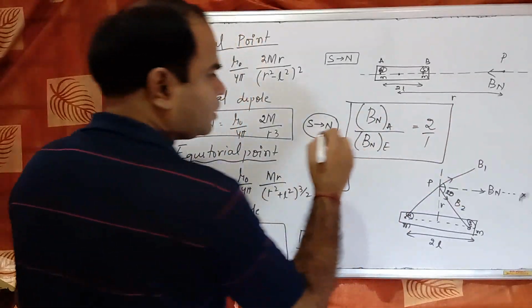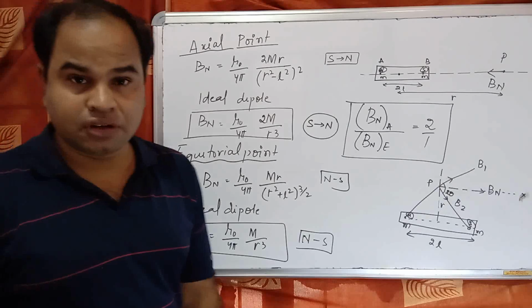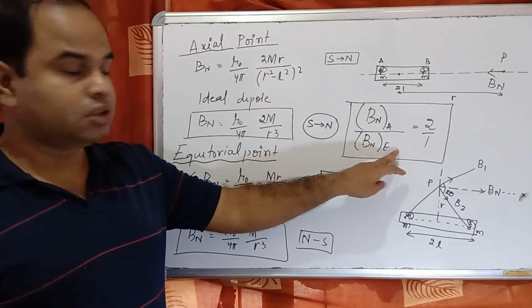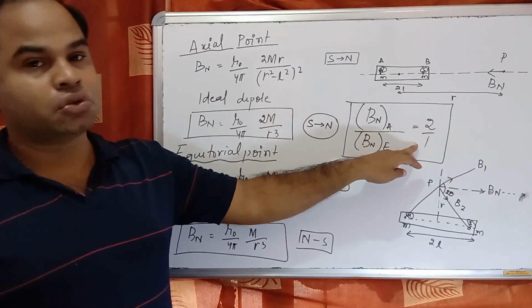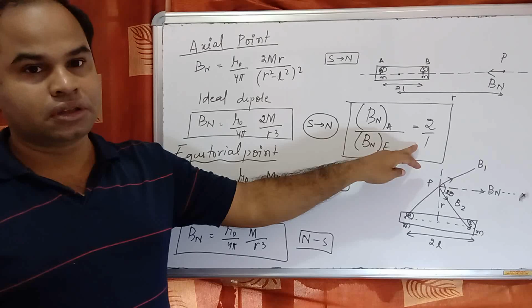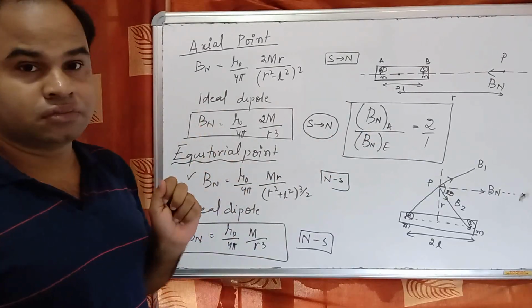So we can say the ratio of net magnetic field due to a bar magnet at any axial point to the equatorial point is 2:1. This comes as a short question. Next we will do some numericals based on these formulas.